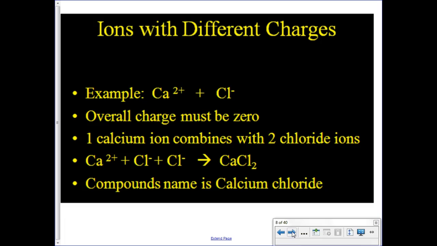Now, what happens if you have ions with different charges, like calcium and chloride? Calcium has a positive 2 charge here. Chloride has a negative 1 charge. Their overall charge, when added together, must be 0. And so 1 calcium ion combines with 2 chloride ions, and we get CaCl2. And so the compound's name is calcium chloride. I'm going to show you a shortcut in a minute once you understand how this is done.